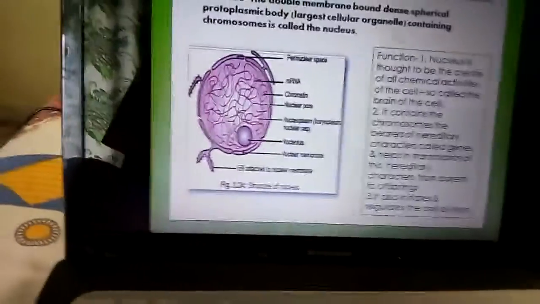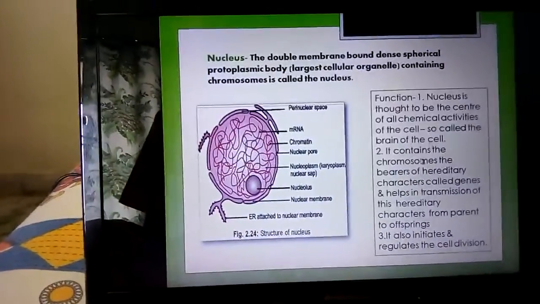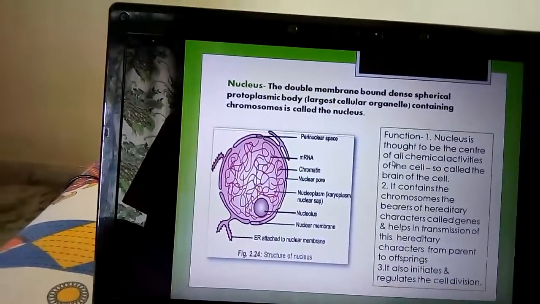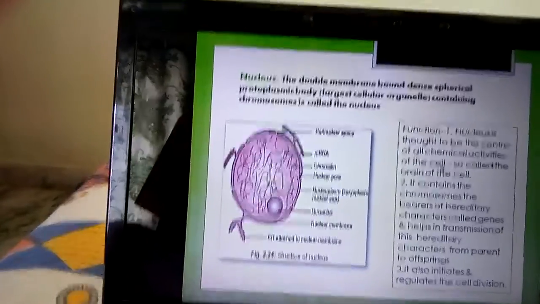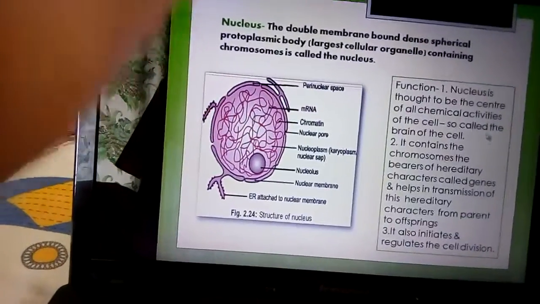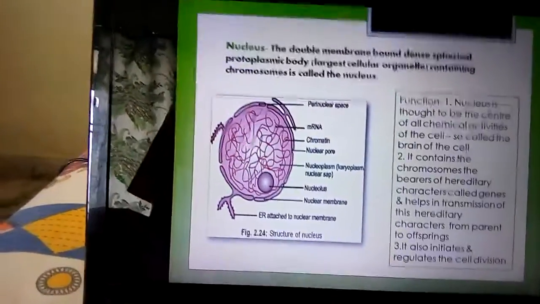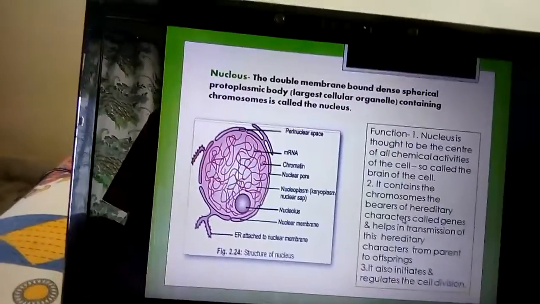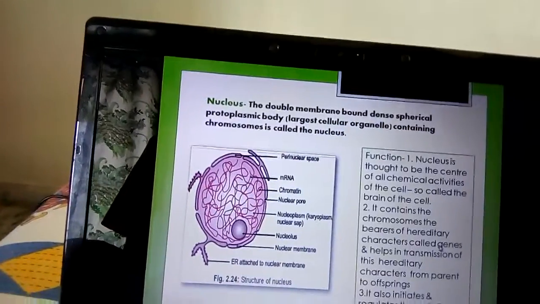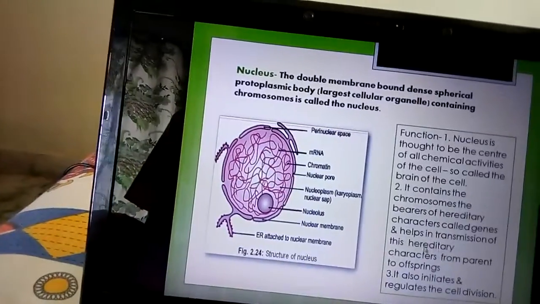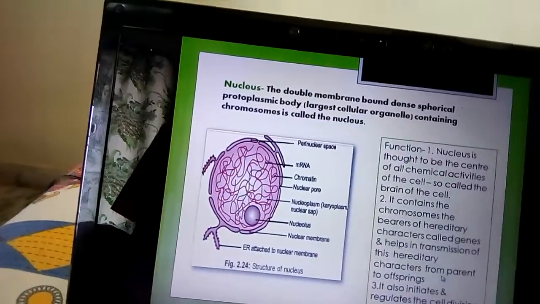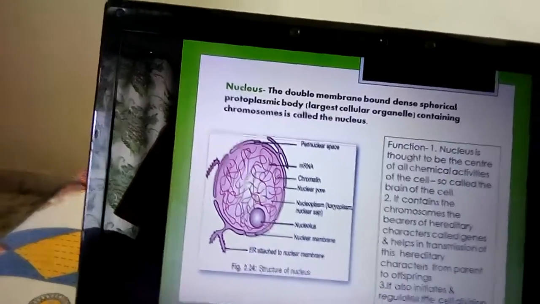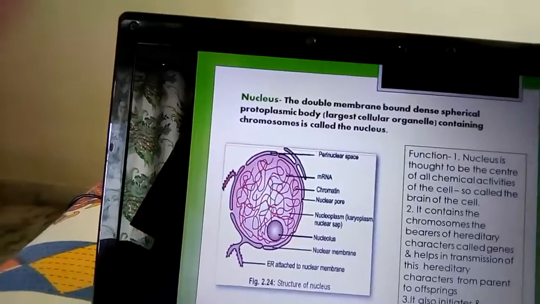Now the function of the nucleus. The nucleus is thought to be the center of all chemical activities of the cell. That's why it is known as the brain of the cell. It contains the chromosomes, the bearers of hereditary characters called genes, and helps in the transmission of these hereditary characters from parents to offspring. The nucleus also initiates and regulates cell division.